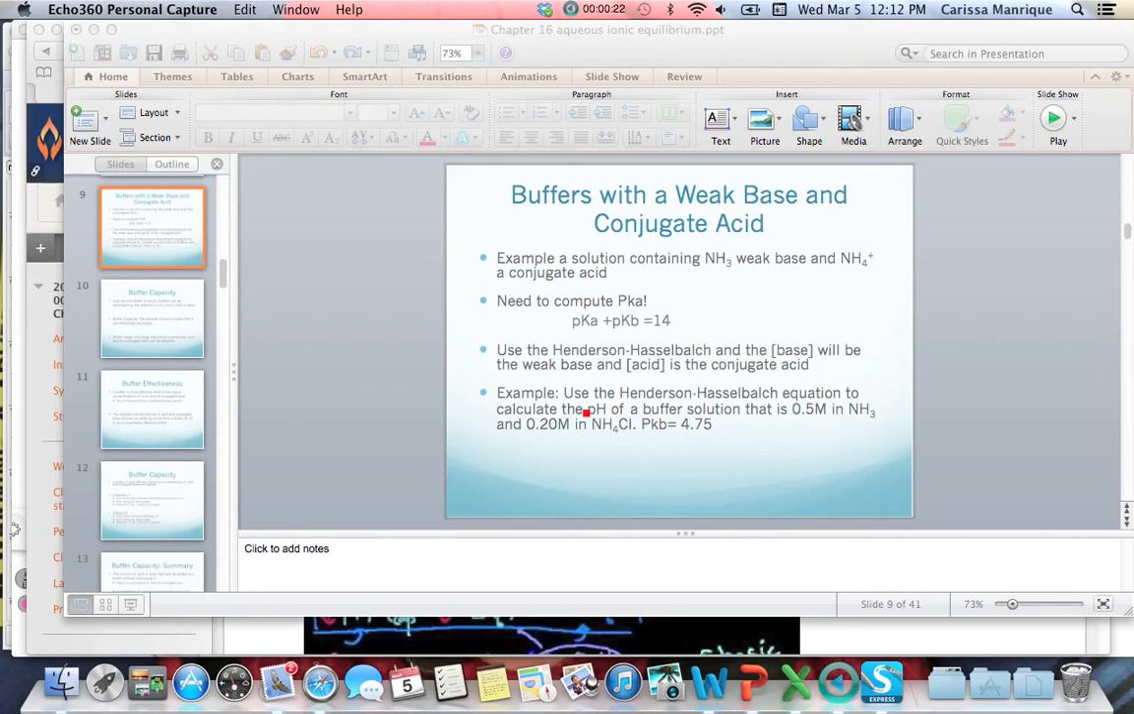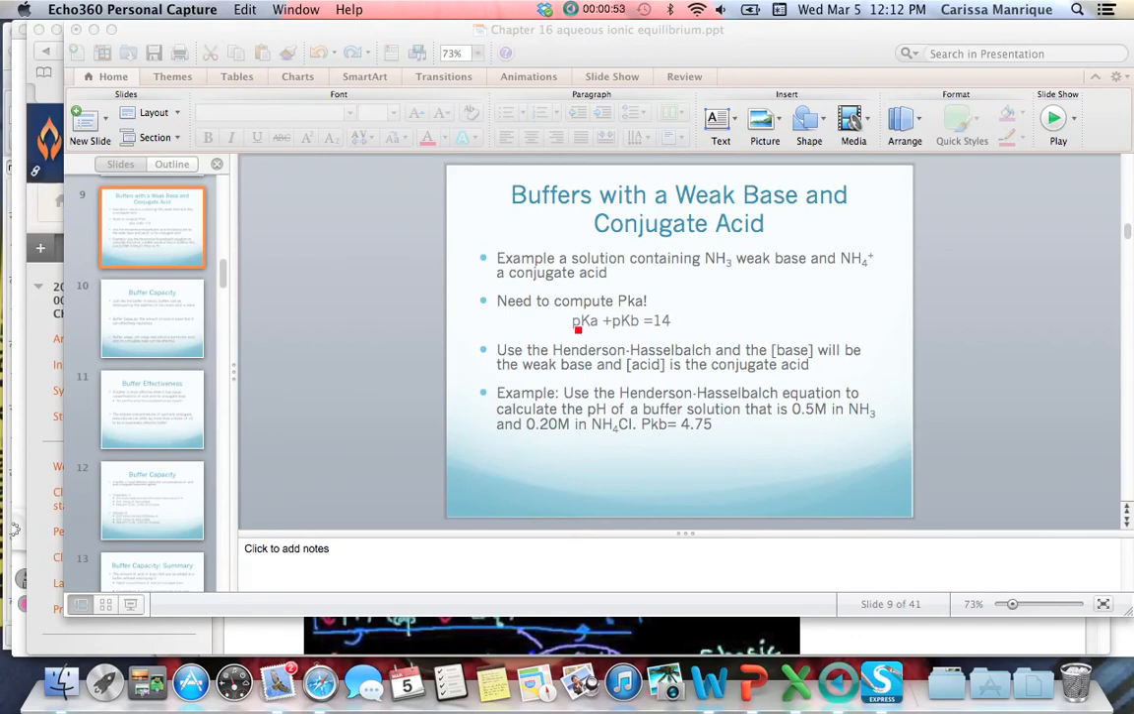Okay, so here it says use the Henderson-Hasselbalch equation to calculate the pH of a buffer. So remember, you have to use the Henderson-Hasselbalch equation. And in that equation, pH equals pKa plus log of your base over your acid. So you need pKa. So if in the problem you see 0.5 molar of NH3 to 0.2 molar of NH4Cl, pKb is 4.75. See, they give you pKb, you need to convert that to pKa.